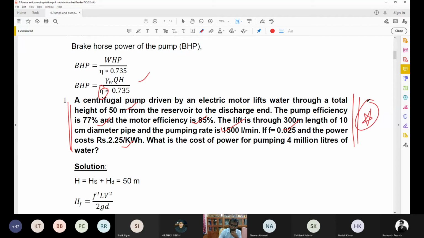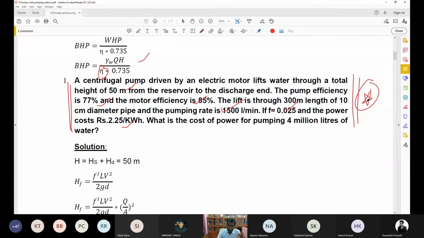These are direct questions. What has been given here is a centrifugal pump with a total height of 50 meters, pump efficiency of 77%, motor efficiency of 85%, and the lift is through a 300 meter length of 10 centimeter diameter pipe. The pumping rate is also mentioned, 1500 liters per minute, and the Darcy-Weisbach friction factor is given as 0.025, and the power cost is also mentioned.